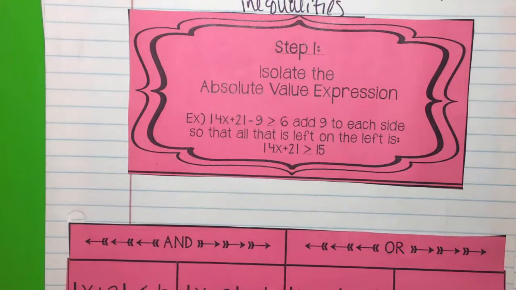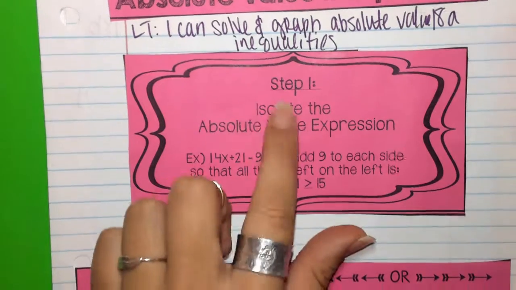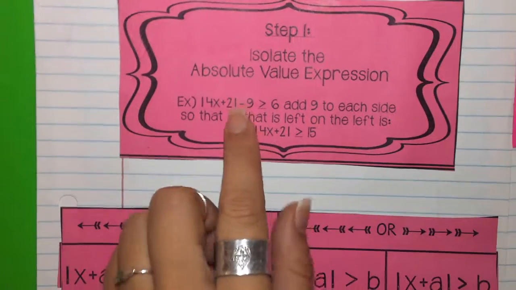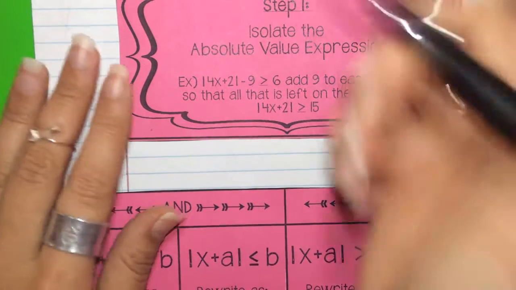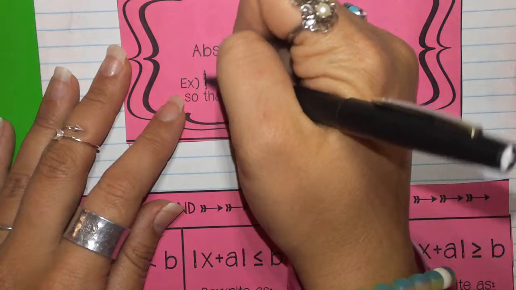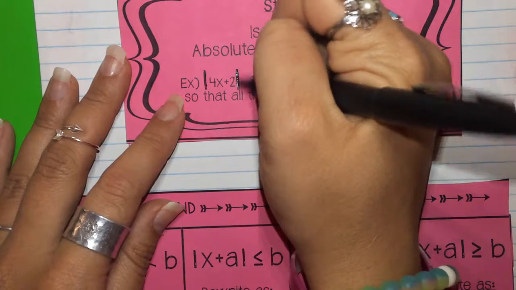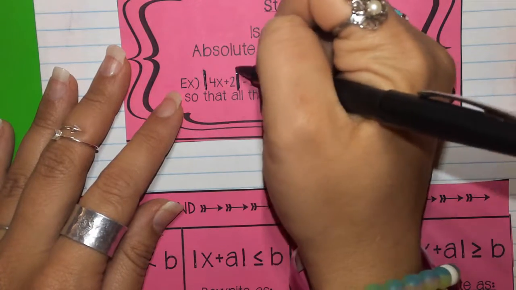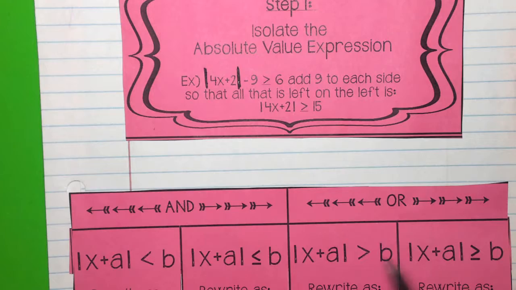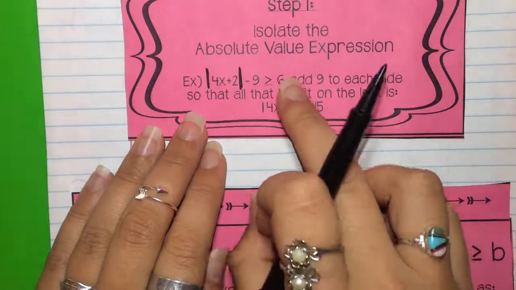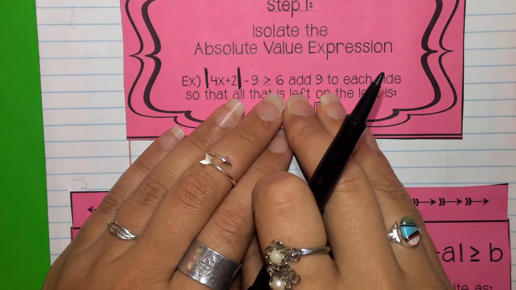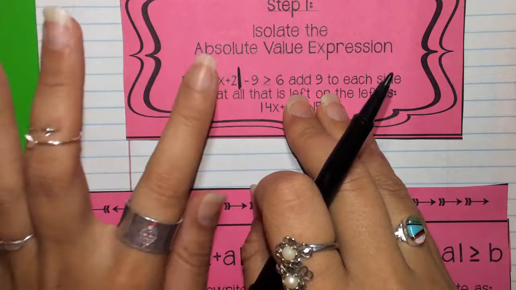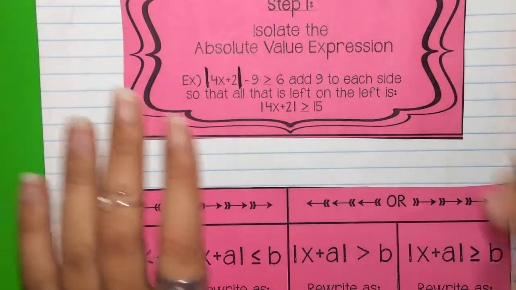Alright, let's flip it over. Now, when you start, you have to isolate the absolute value expression, which is what we did before. That means that we have to get the absolute value expression by itself. So make your absolute value bars on this example bigger so that it doesn't look like a 14 and a 21. Now, this tells us that we need to add 9 to each side. Why do we need to add 9 to each side? To get rid of it, because we need the absolute value by itself before we can solve it.